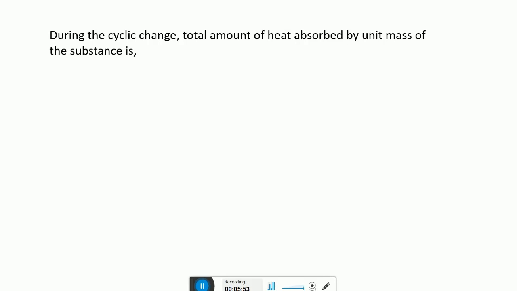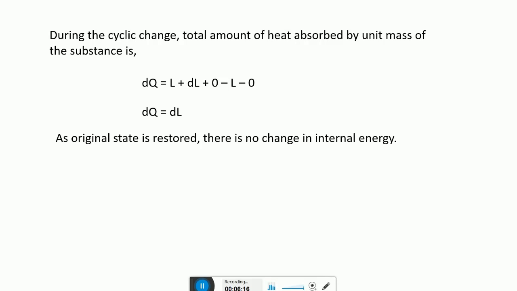So the total amount of heat absorbed by the unit mass of substance is dq = L + dL + 0 - L - 0. So plus L minus L get cancelled and dq is equal to dL only. As the original state is restored, there is no change in internal energy. So dU becomes 0 here.